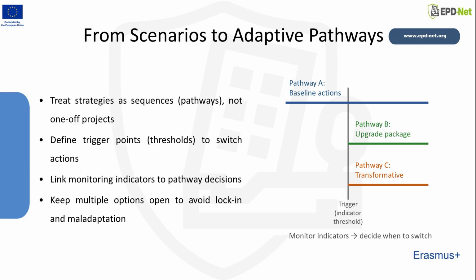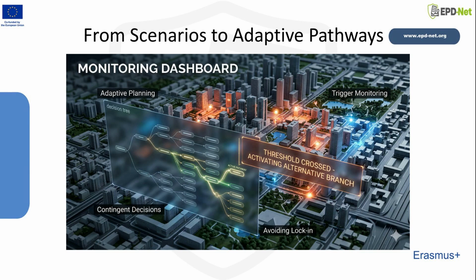These branches are linked to trigger points, such as repeated overheating in vulnerable districts, drainage failure under certain rainfall intensities, or evidence that social protection measures are not reaching at-risk groups. Monitoring then becomes central, because indicators help determine when a shift is needed. The benefit of this approach is that it avoids lock-in. Instead of overcommitting to one long-term strategy, the city maintains flexibility while still taking action. Adaptive pathways therefore connect assessment, strategy design, and learning in a practical planning sequence.